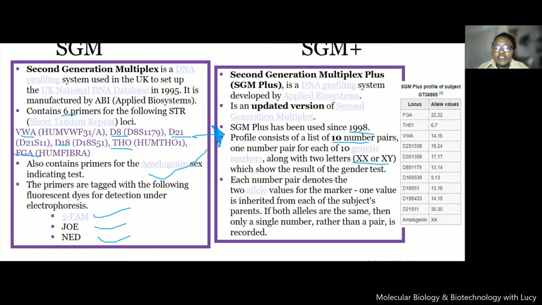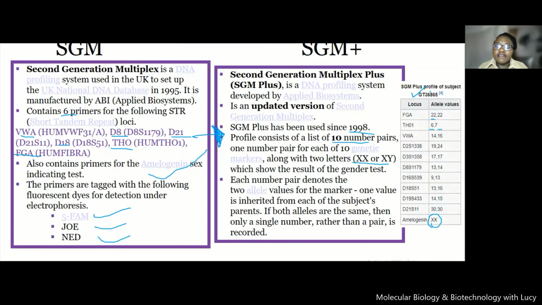And in each pair, each number pair denotes the 2 allele values. That's what we have been saying, the 2 allele values, one from your mom and one from your dad. So this is an example of some individual whose alleles have yielded this. And of course, you can see that this particular subject is a female, and their markers have yielded these alleles.